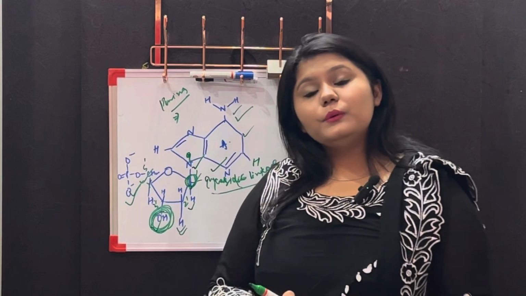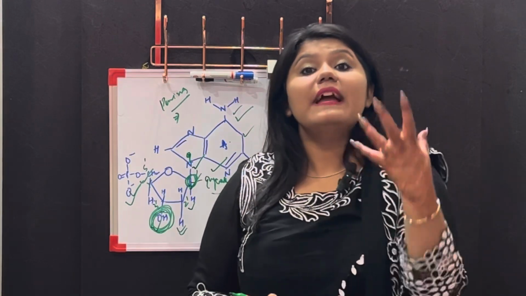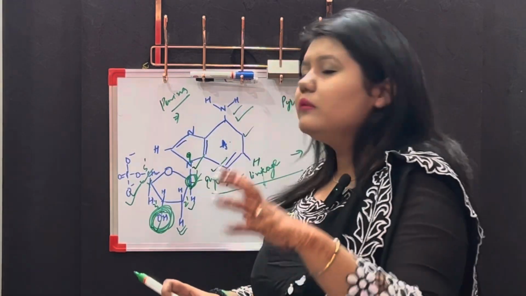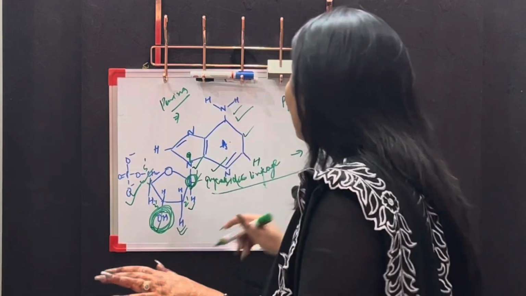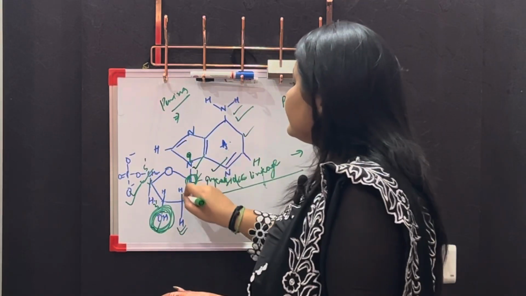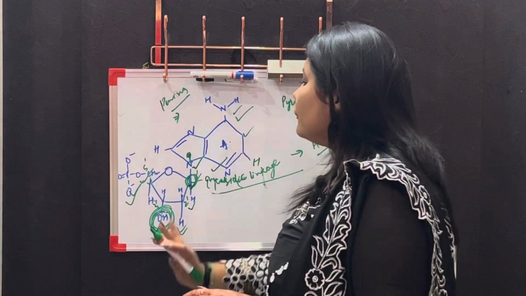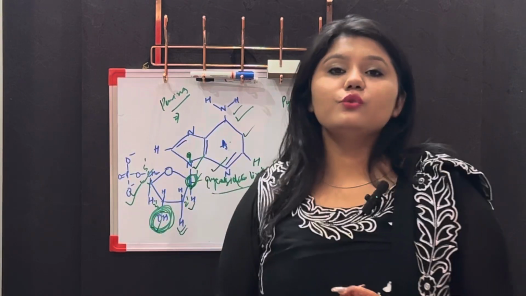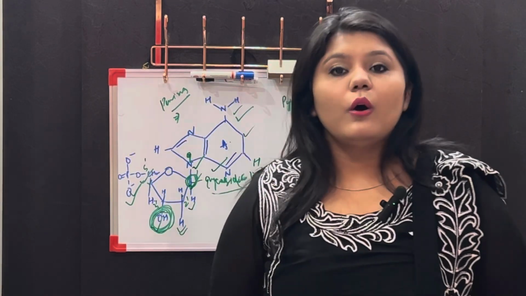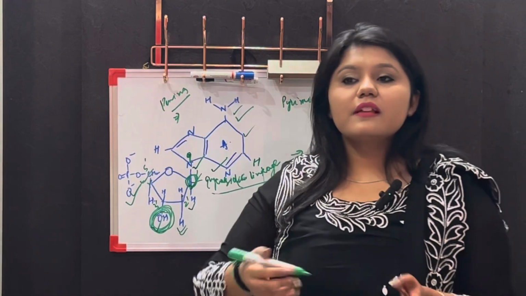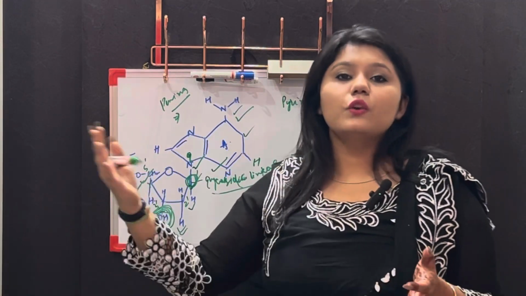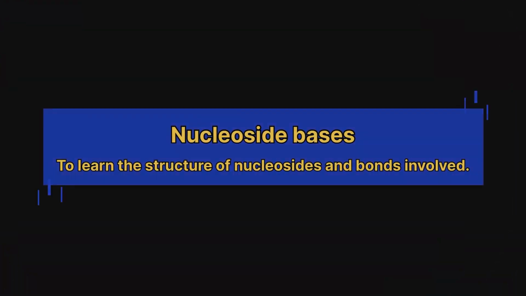Now further we will do the structure of nucleosides. What are nucleosides? In a nucleoside, only the sugar and the base are attached. When you remove the phosphate group, only the sugar and the base remain. That is known as your nucleoside structure. All right, so we are now going to learn some examples of how to draw the structure of a nucleoside.